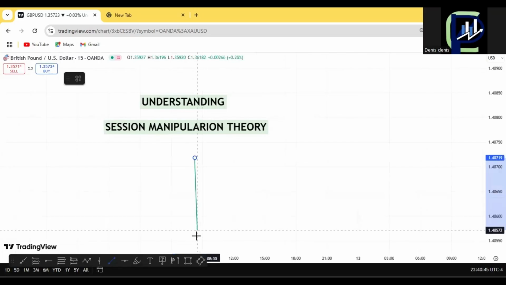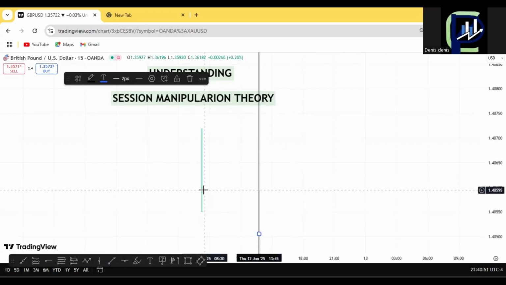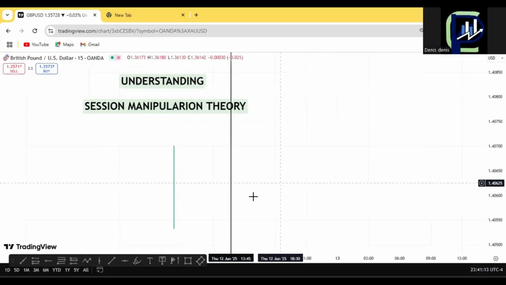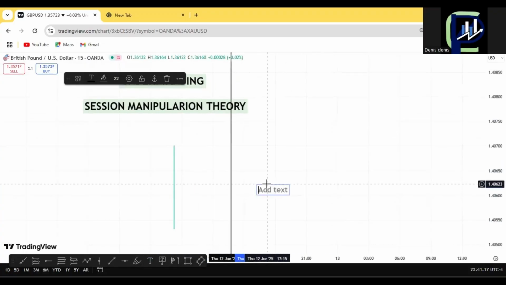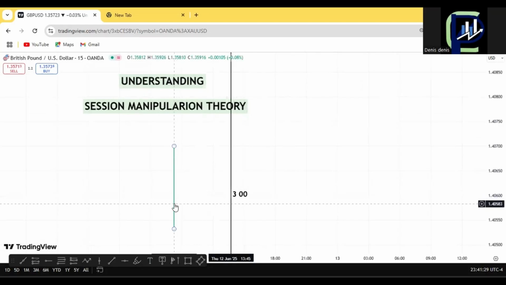For example, let's say this is where the New York session is going to happen. If this is where the session is going to start from, an hour before the session opens, there is going to be a manipulation between this and this hour. Between the 1 hour before and the time when the session opens. Let's say, for example, the session opens at 3 o'clock. Because the London session opens at 3, the manipulation of the London session always happens starting from 2 to 3.